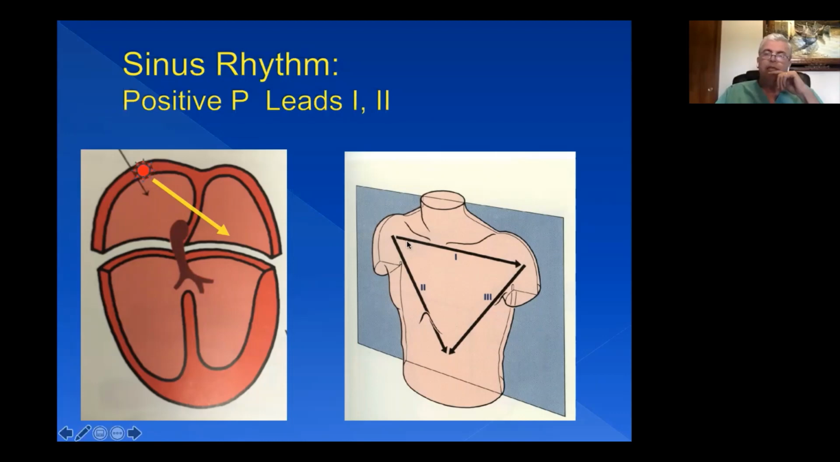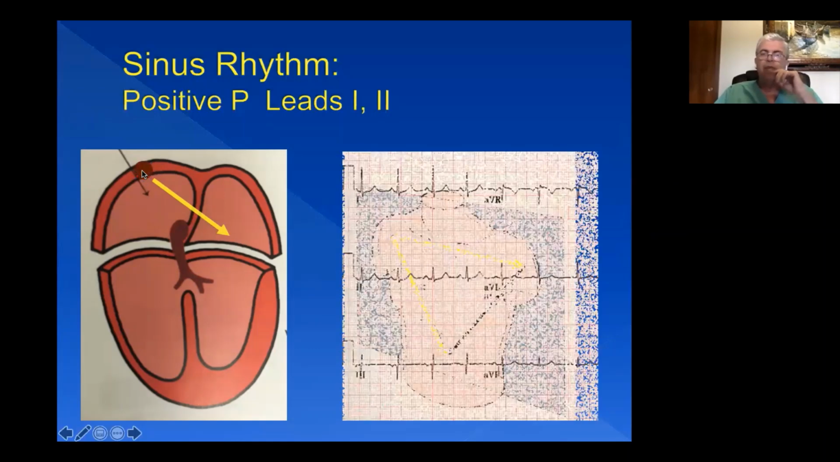If we look at lead 1, which is recording between the right arm and the left arm, you can see activating the atria, if it's coming from the sinus, will be going in the direction of lead 1 and will be going in the general direction of lead 2. If it's positive in lead 1, that means you're coming from the right to the left in the same direction. If it's positive in lead 2, you're going in the direction of lead 2 from the top to the bottom. What is in the top of the right atrium? That's the sinus node.